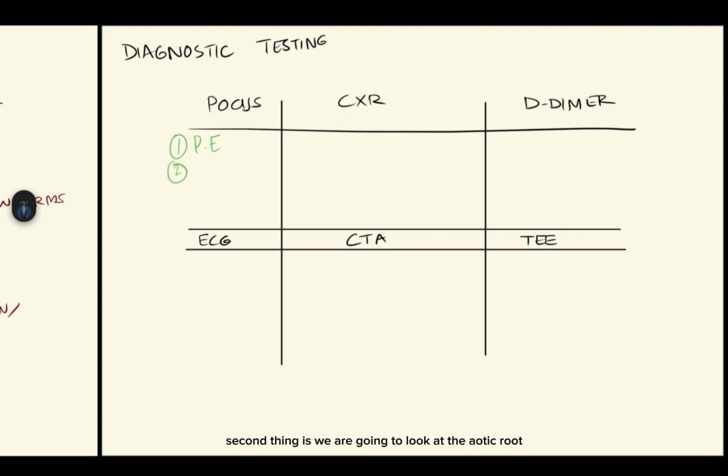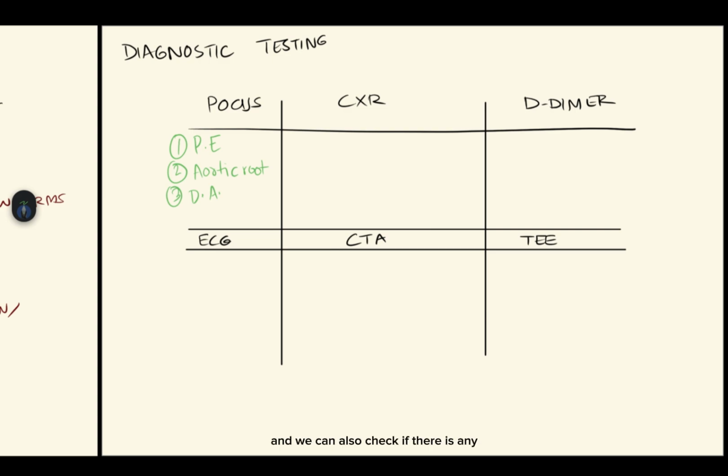Second thing is, we are going to look at the aortic root. So we will choose a left long axis parasternal view, and we are going to assess the aortic root for dilation or if we can see any kind of flap. Next, we are going to look at the descending aorta. Again, we are checking for the same things. Is there any dilation? Is there any flap?